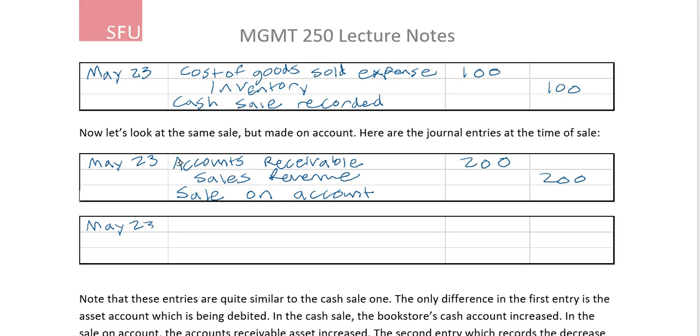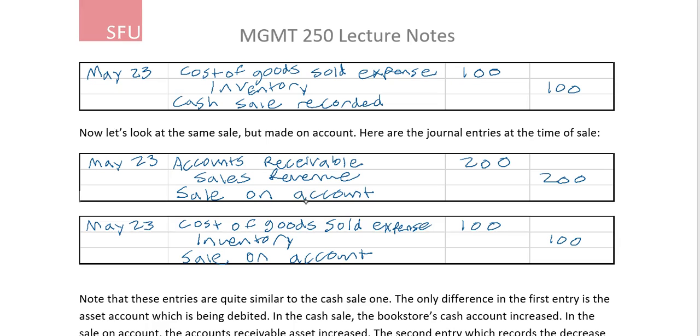And for the second entry, in this case, it will be identical to what we did before. Cost of goods sold expense is our debit of 100. Inventory is once again our credit for 100. And I'm going to go ahead and write down the same description as above. Sale on account.